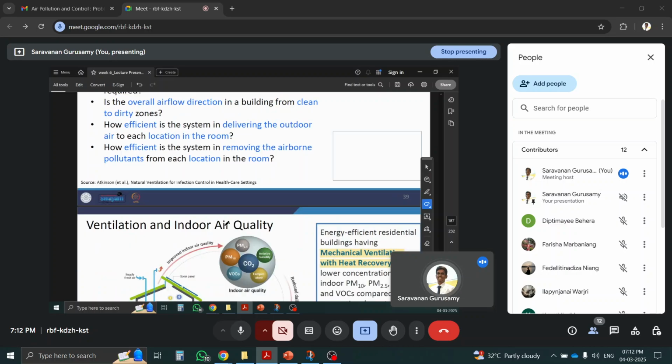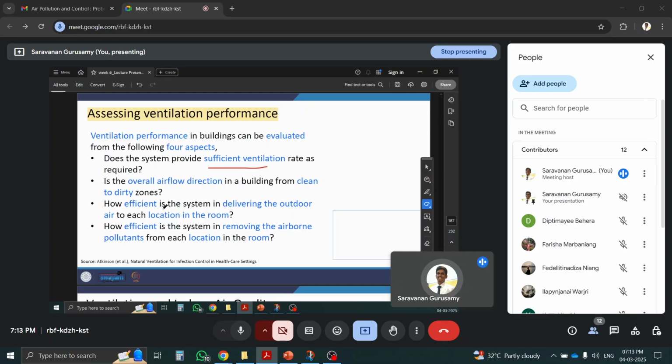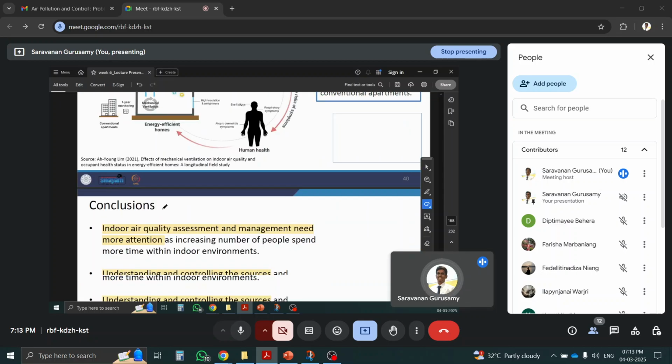So how do we assess the performance of the ventilation system? Does it provide sufficient ventilation for a building? You have to assess the ventilation. Here in the architecture department, I have seen lots of theses. They have worked on ventilation of buildings, and on indoor cooking environment air pollutants. So you can refer to them, as most indoor air pollutants are due to ventilation problems. You can see the health effects.